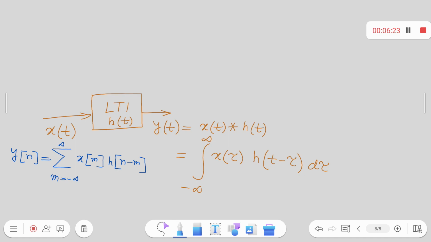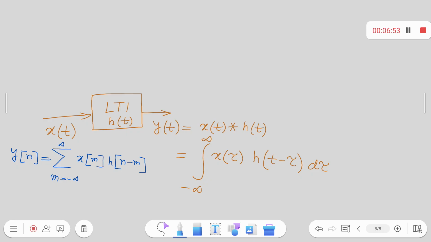Suppose you have one non-LTI system, right? Non-LTI, either non-linear or non-time-invariant or both. LTI means what? Linear as well as time invariant. Non-LTI means either non-linear or time-varying or both. So for those systems, you can also calculate the impulse response. Nobody can stop you.